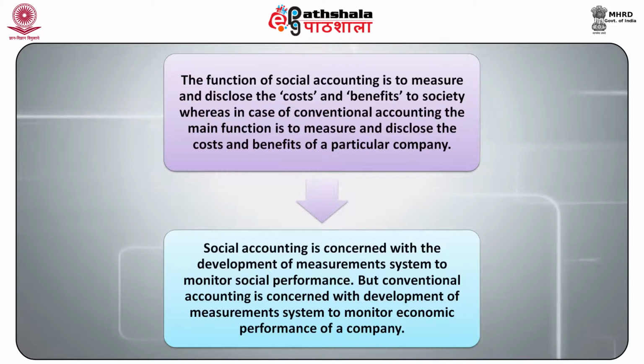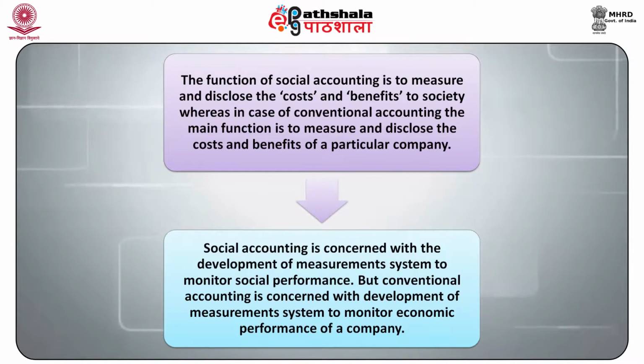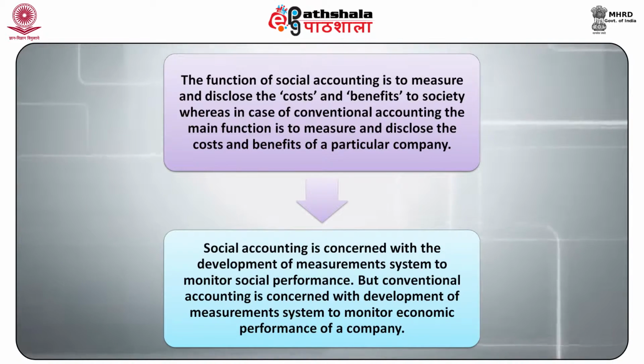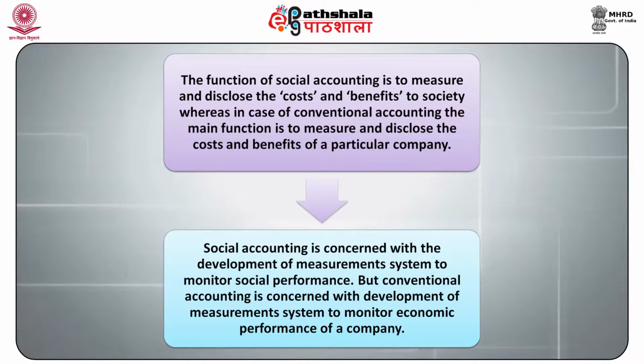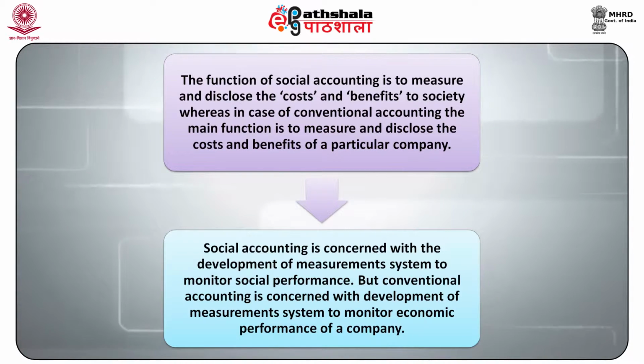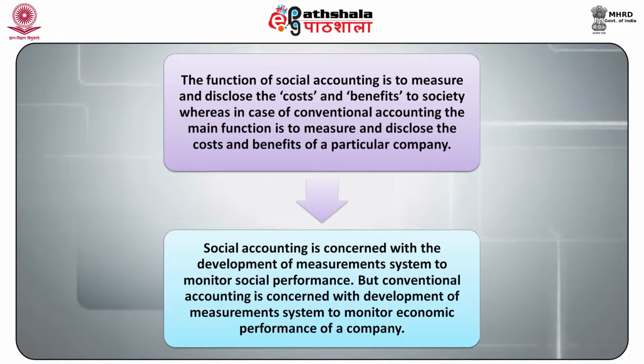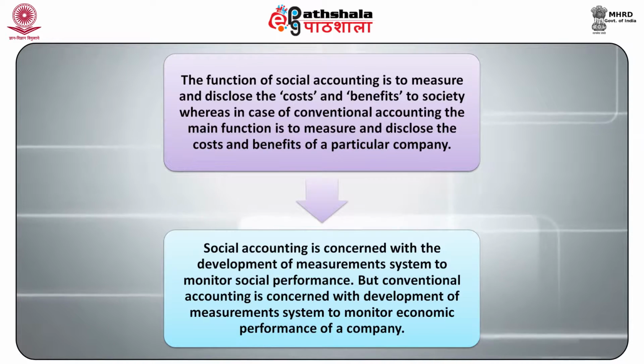Let us discuss the difference between social accounting and conventional accounting. First, in conventional accounting, measurement of economic consequences in terms of money is the primary function, but social accounting seeks to determine important variables of social consequences in terms of socio-economic non-monetary effects along with economic consequences. Second, the function of social accounting is to measure and disclose the cost and benefits to society, whereas in conventional accounting, the main function is to measure and disclose the cost and benefits of a particular company. Third, social accounting is concerned with the development of a measurement system to monitor social performance, but conventional accounting is concerned with development of a measurement system to monitor economic performance of a company.